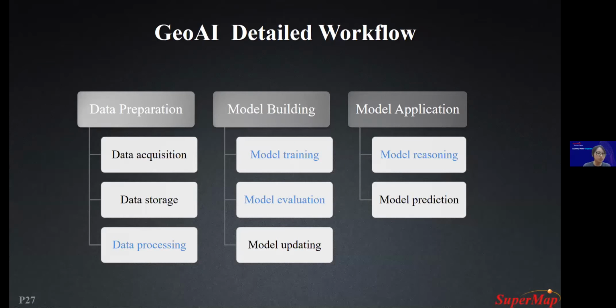And then in the model building stage, we need to select the algorithms and set the learning rate and verify the accuracy of the trained model. Model training, model evaluation, and model updating are a loop procedure. The last step is to use the trained model to generalize model learning and prediction.